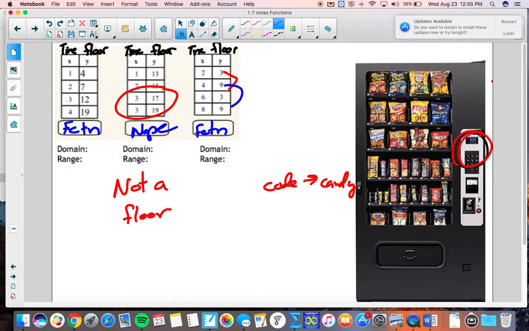And then they ask for domains and ranges. So your domains are your x's. This is going to be 1 through 4. Now the range I can't really summarize like that all fancy, so I just list them out: 4, 7, 12, 19, etc., etc.